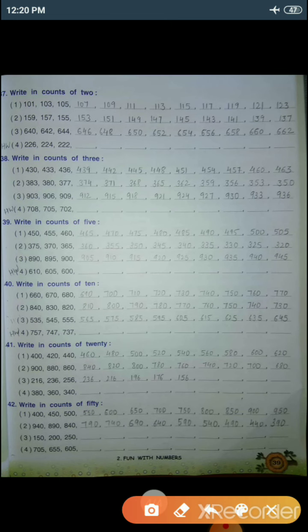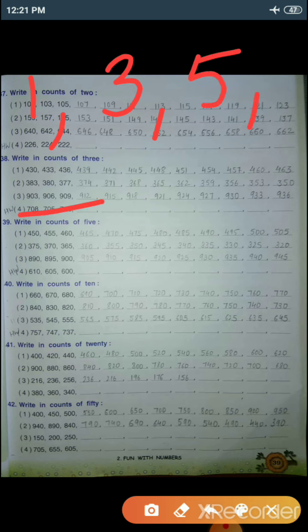Now question number 37. You can see here, write in counts of 2. This type of sums you had already done in standard 2nd. But in standard 3rd, you are going to solve the same sums but with bigger numbers. So I am going to give some examples, like suppose 1, 3, 5, comma dash, comma dash. You need to find out the answers here.